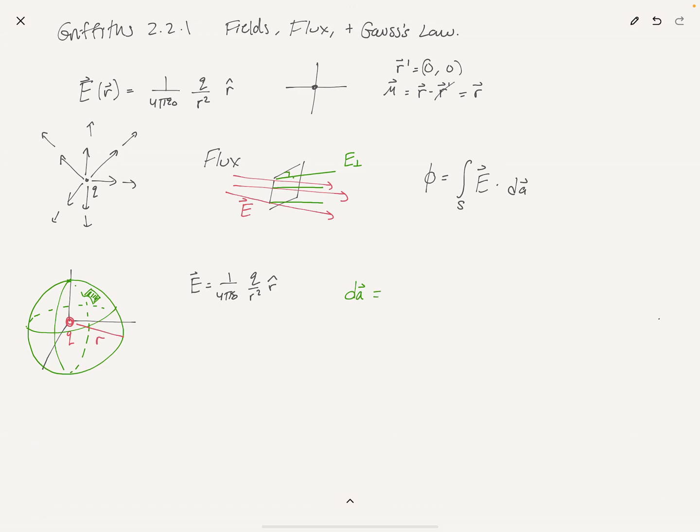R is not changing, so if I'm going to build my infinitesimal area vector, I need to multiply the appropriate components for my infinitesimal length. That becomes r squared sine theta d theta d phi, and the convention is to point that outwards in the r-hat direction. So we take the dot product of those two, E dot dA. I'm going to have it be a closed integral here because it's over the whole sphere.